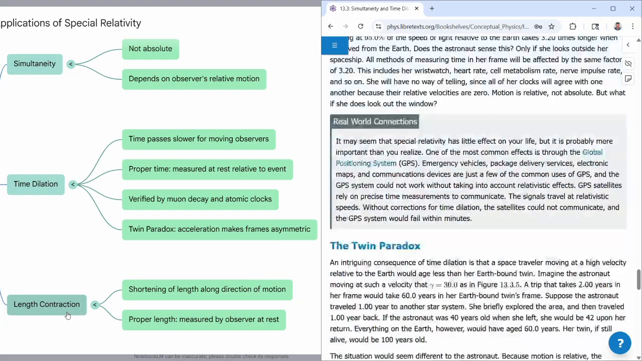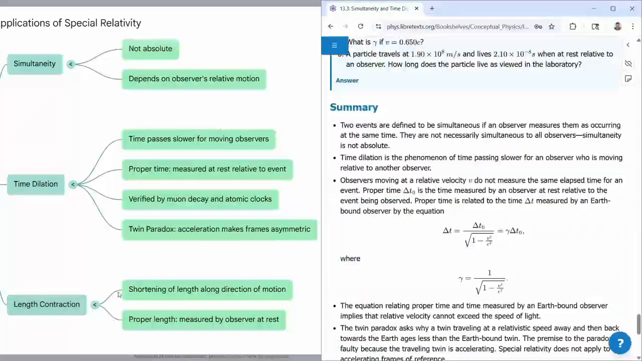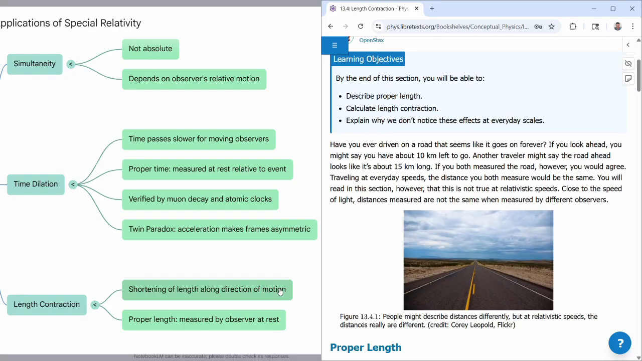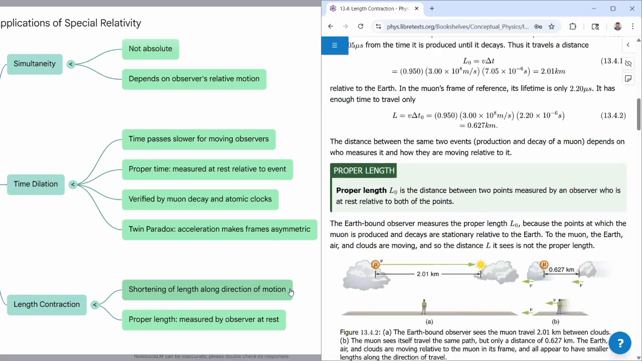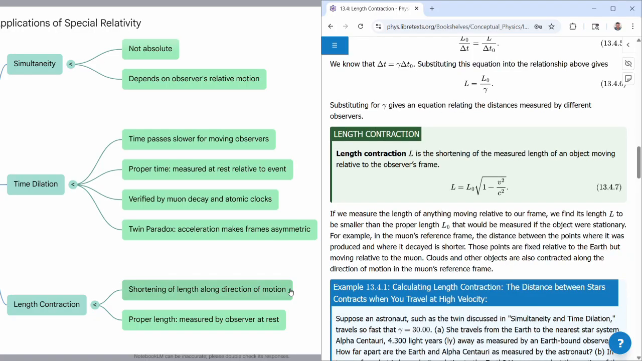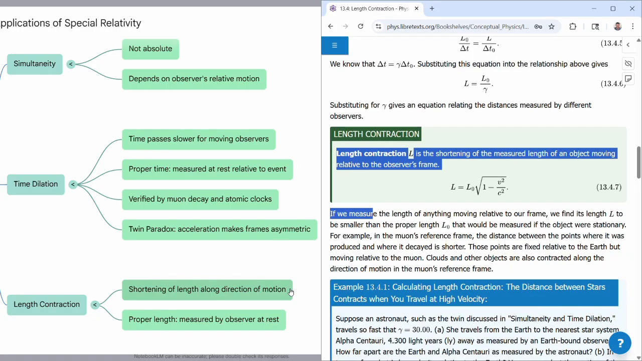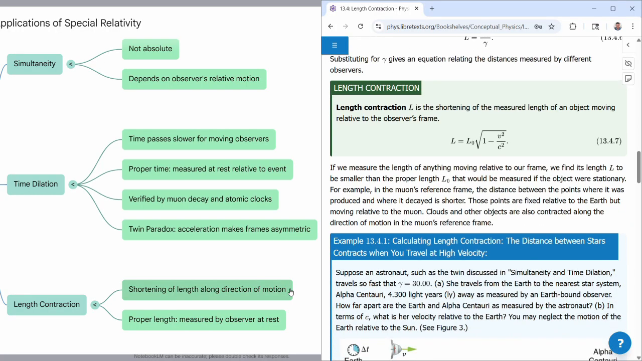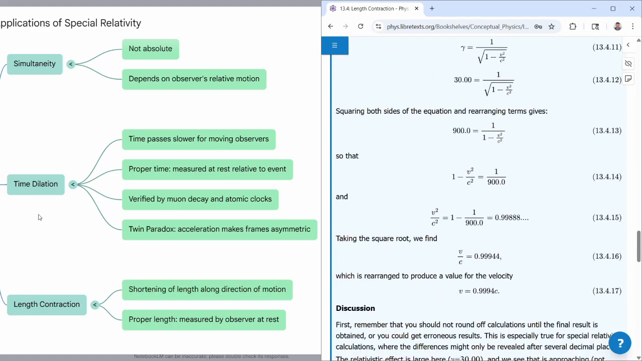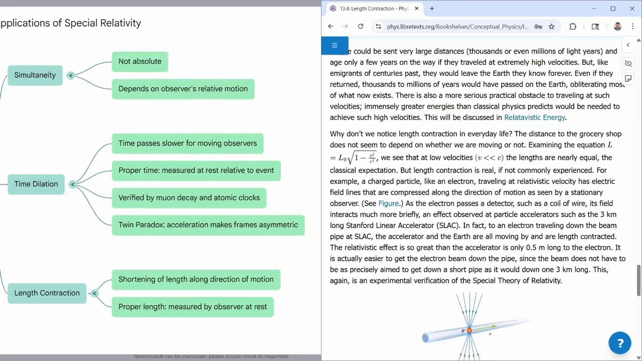Length contraction says there is a shortening of length along the direction of motion, or the way I would phrase it is: moving rulers are short. As in, if you have a meter stick that's moving relative to you and you measure its length, you will find that it's shorter than a meter. And again, because these are covered in detail in lectures, other than saying all these things, let me move on.